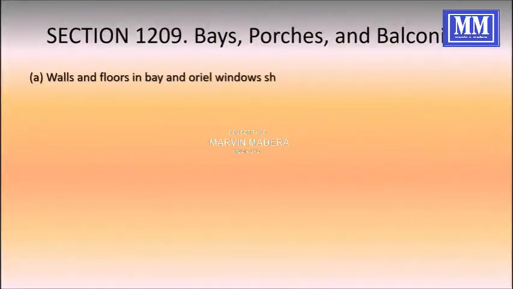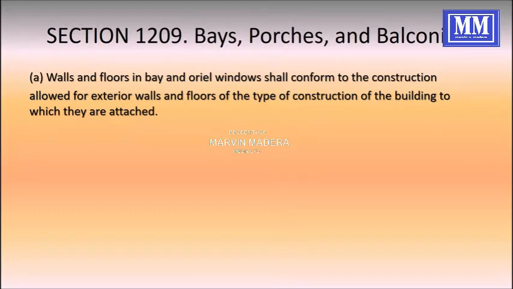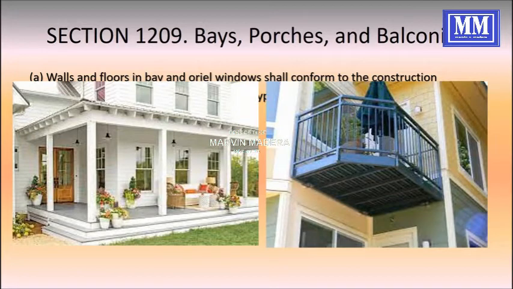Section 1209. Bays, porches, and balconies. Walls and floors in bays and oriel windows shall conform with the construction allowed for exterior walls and floors of the type of construction of the building to which they are attached. We have here the sample of porches, and also we have here the second figure, the balconies. It should conform with this section.